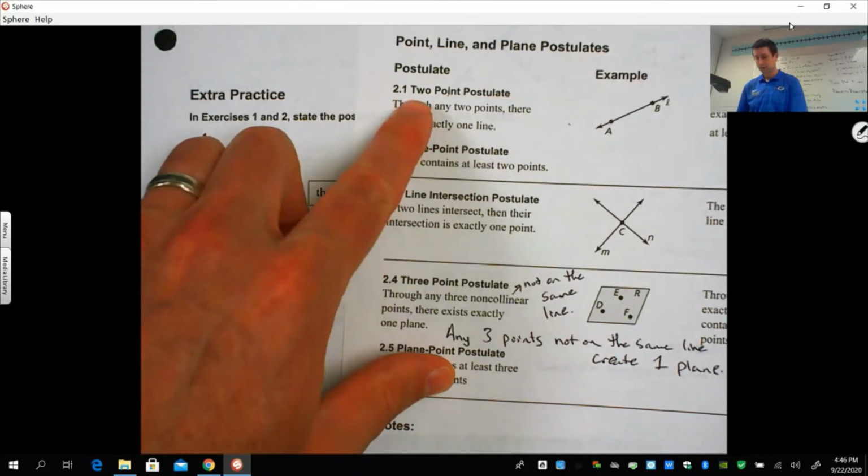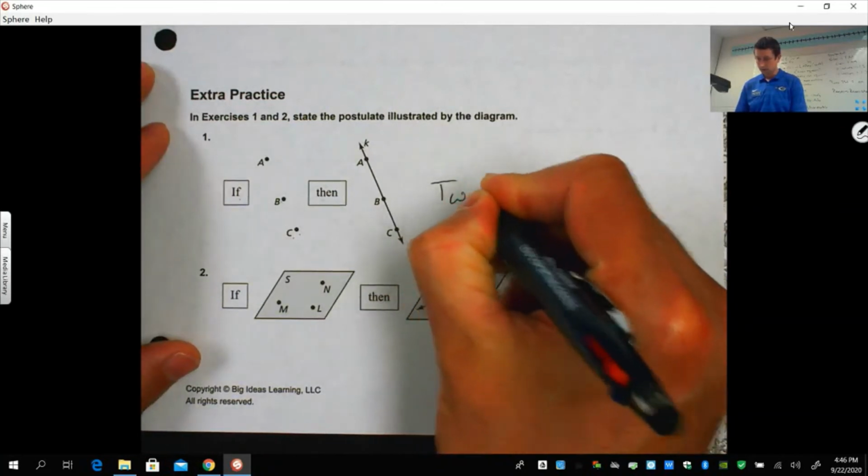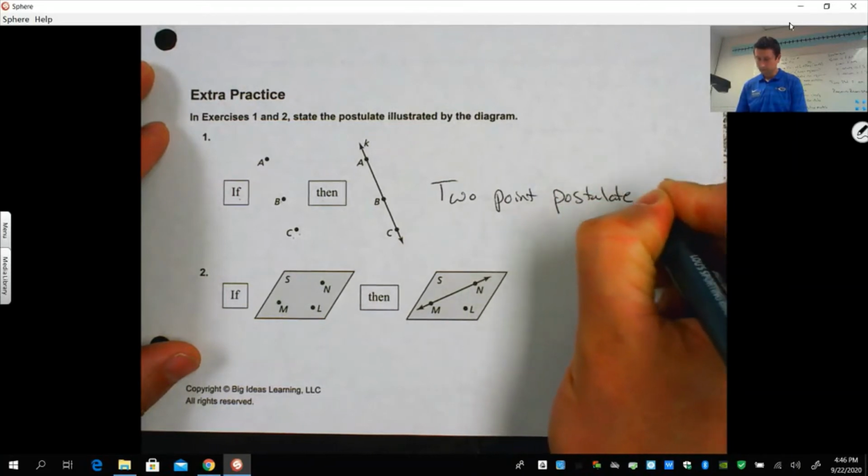So this says 2 points, and we have 2 points. We actually have 3 here. So this would be the two-point postulate.